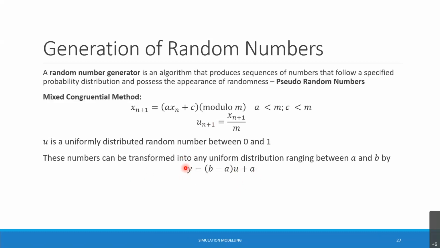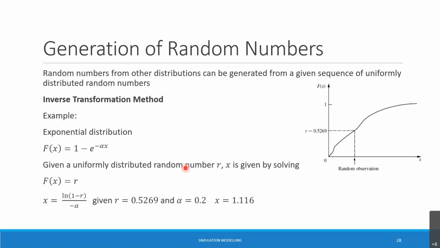We are interested in generating random numbers of some other distribution. For example, this is a distribution that I have, which is this PDF, and I have some random number R. So I want to find a number from some other distribution, other than the uniform distribution. I always go for what we call the inverse transformation. Let me take an example of the exponential distribution.